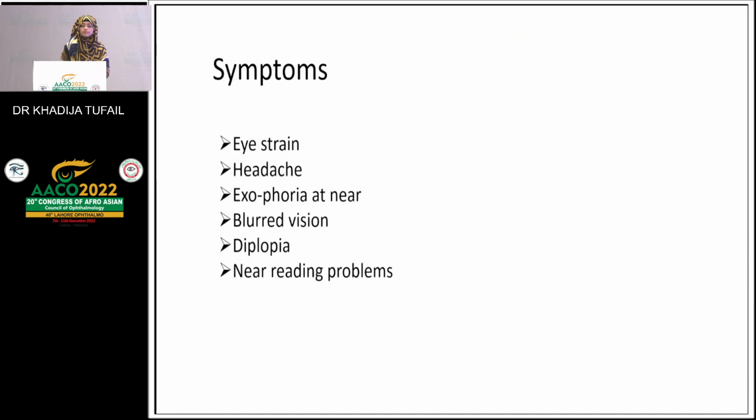The main symptoms of convergence insufficiency are eye strain, which is also known as the asthenopic symptom. Main symptom, and the second main symptom is headache, and the rest of the symptoms are less common: exophoria at near, blur vision, diplopia, and near vision reading problems.